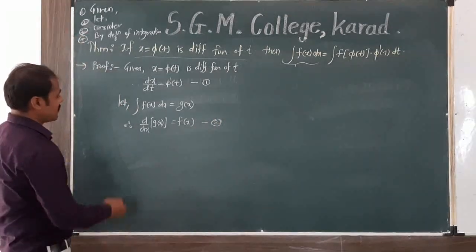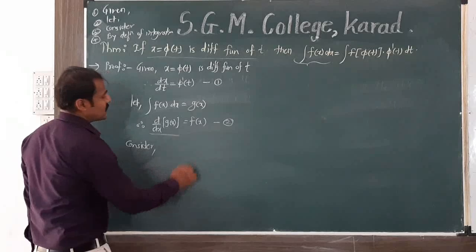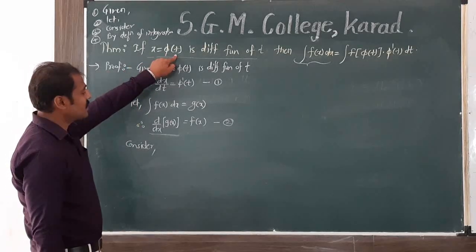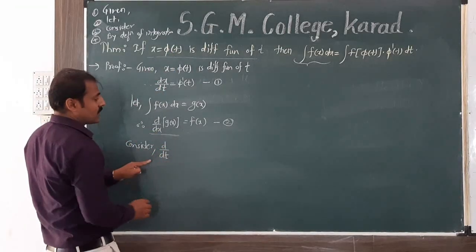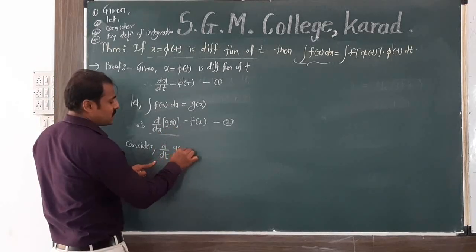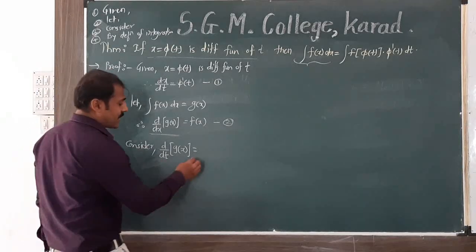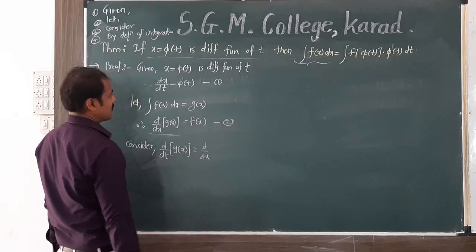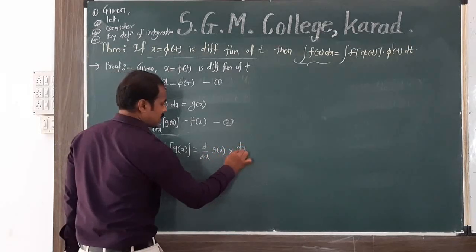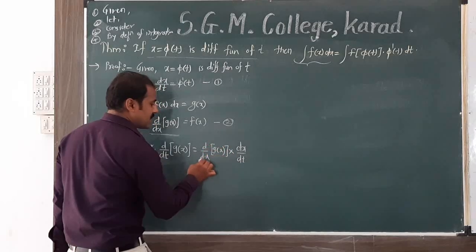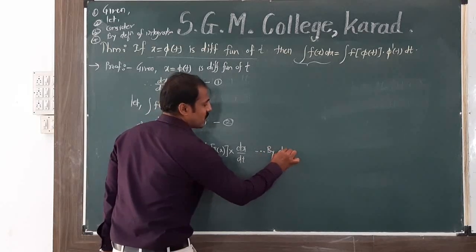Now the third step is consider. Here is the term d dx of g of x, but x is a function of t, so differentiate with respect to t. Now considering the derivative with respect to t of g of x, that is d dt of g of x, which is equal to d dx of g of x into dx by dt, and the reason for that is the chain rule.